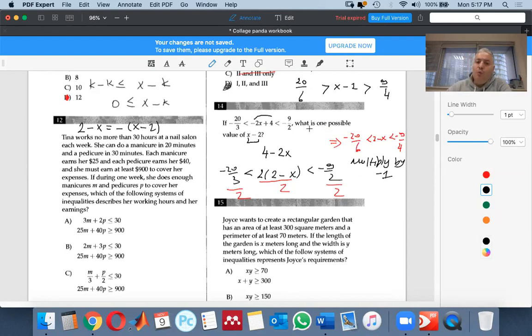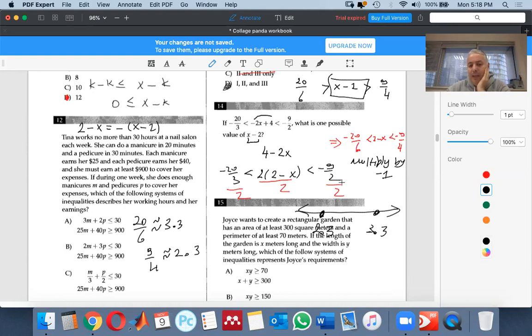So it says that one of the possible values of this, just one of them, tell me one number. So 20 over 6, approximately, when you divide 20 by 6, what will it be? Approximately 3, let's say 3. And when you divide 9 by 4, it will be approximately 2.3. Is it correct? Yes. So on the number line, this is 2.3, this is 3.3, and x minus 2, which is my question, is between them.